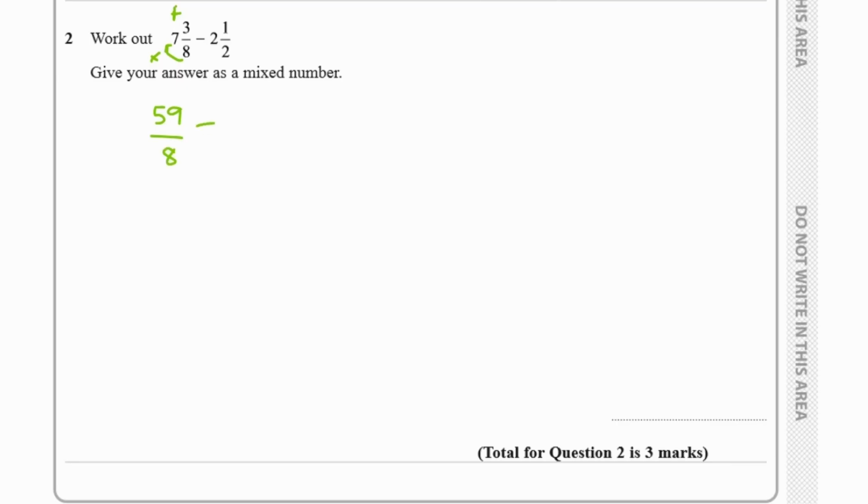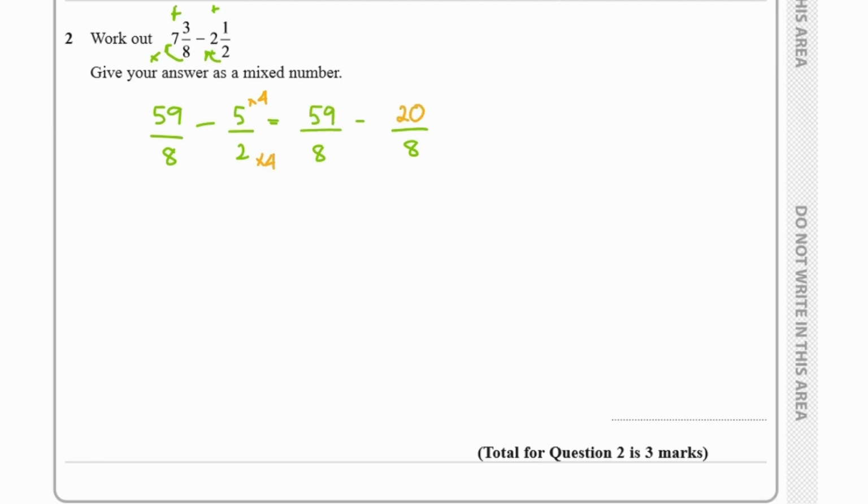We're taking away 2 and a half, so 2 times 2 gives us 4. And if we add the 1, that gives us 5. Then need to make sure that both the fractions are over the same denominator. So we're going to use the LCM of 8 and 2, which is 8. And the first fraction is already over 8, so we can keep that the same. But in order to make the second denominator into 8, we would have to multiply that by 4. So we are going to do the same thing to the numerator. 5 times 4 gives us 20.